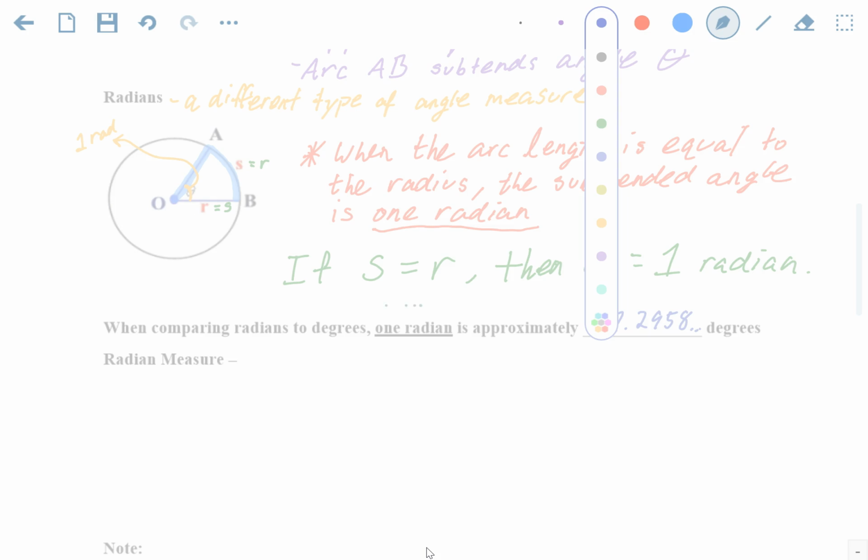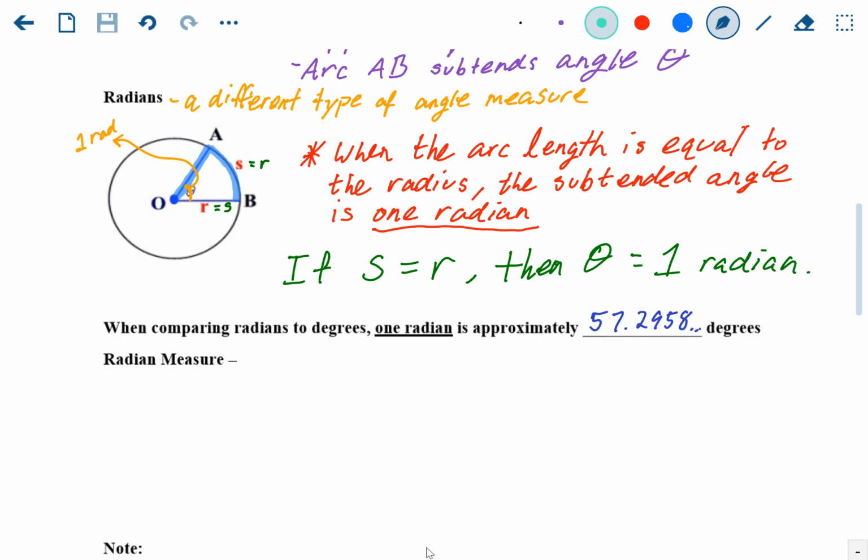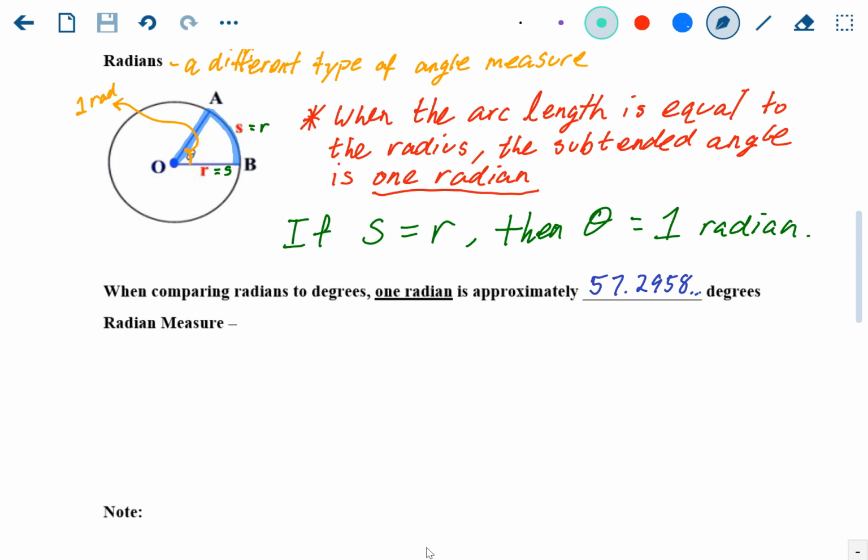So again, you could think about there's 360 degrees in a circle. So how many radians could be in a full circle? And we'll get to that.